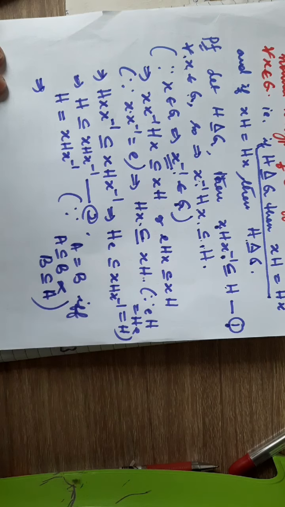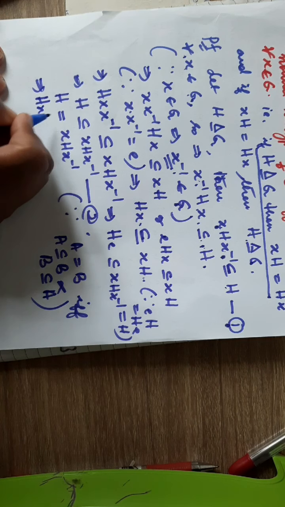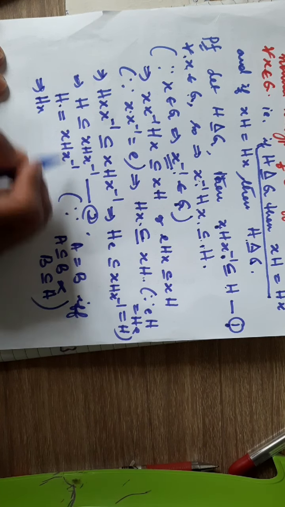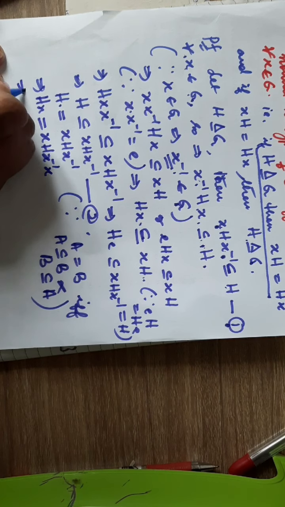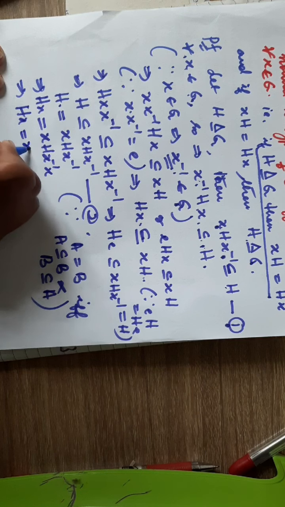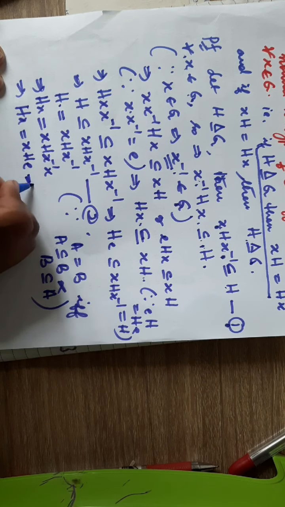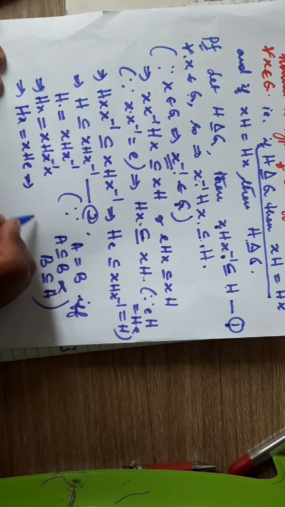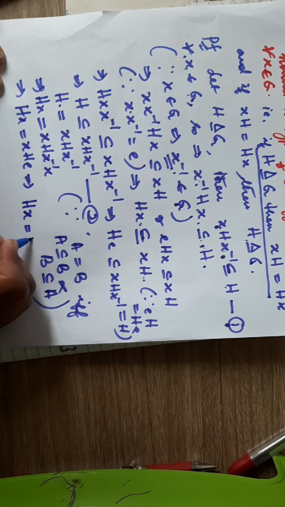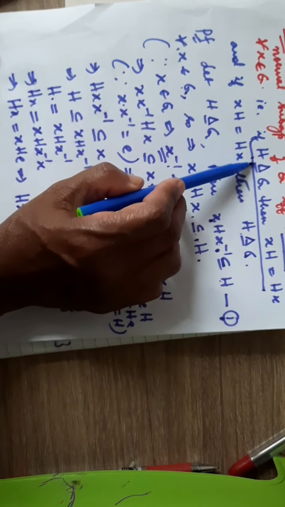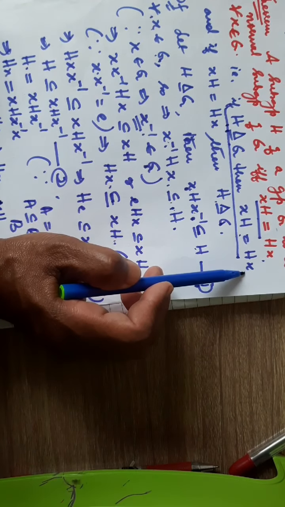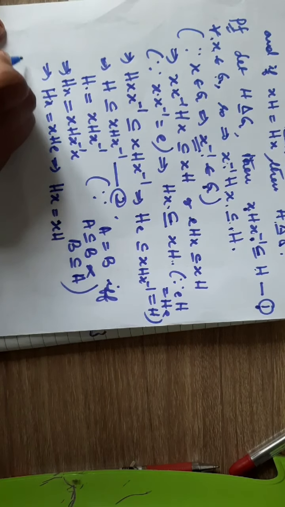And from here, multiply by x on both sides but on the right. This is xHx inverse x, which implies that Hx is equal to xHe, as x inverse x is equal to e. And this gives you Hx is equal to xH. So this proves the first part, that is, if H is a normal subgroup of G, then xH is equal to Hx.